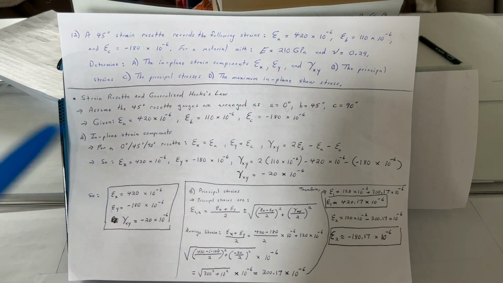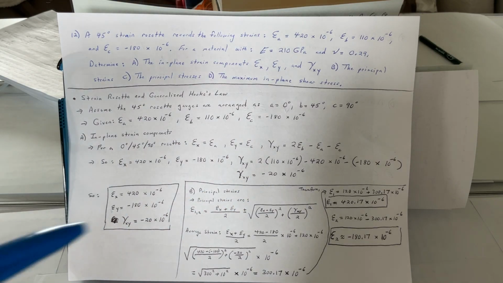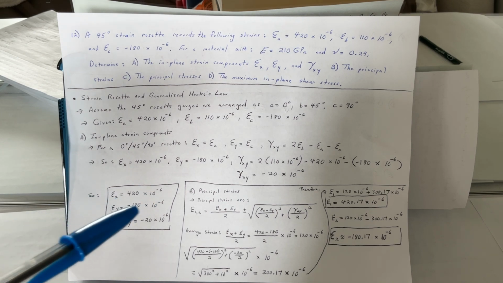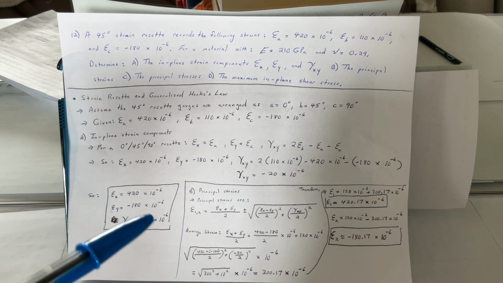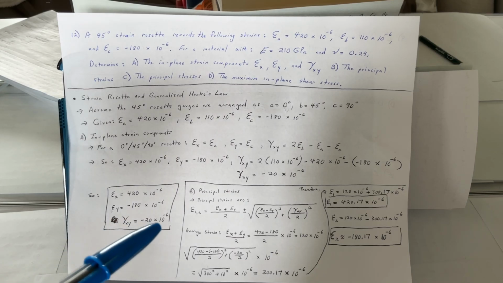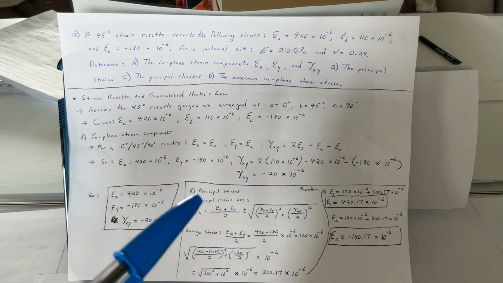So our gamma sub xy is going to be negative 20 times 10 to the negative 6. That's one way of writing it. So we have our quantities here: epsilon sub x, 420 times 10 to the negative 6, epsilon sub y, negative 180 times 10 to the negative 6, and gamma sub xy, negative 20 times 10 to the negative 6.